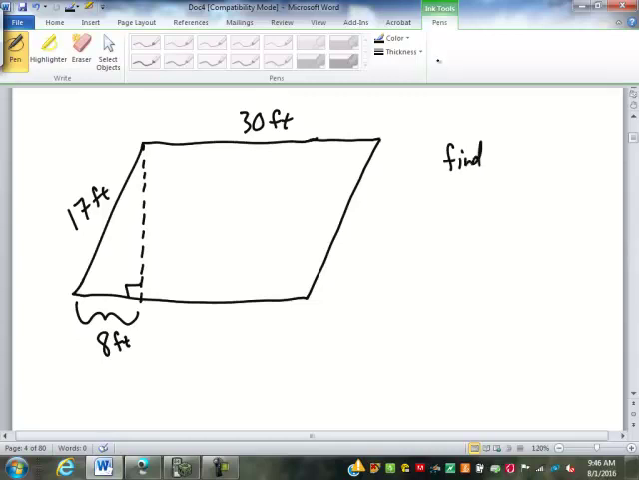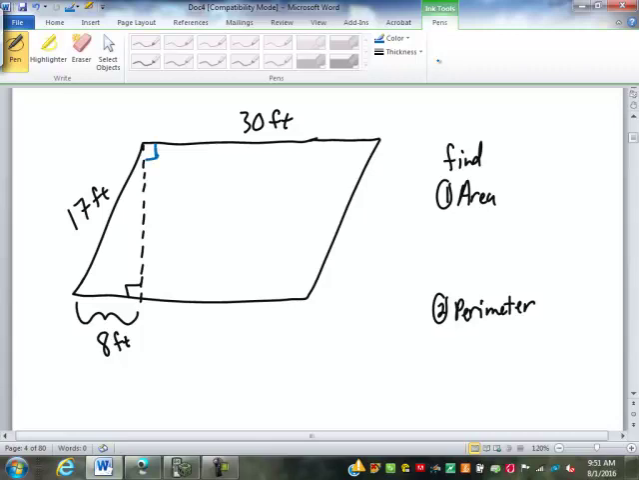For this one, I want you to find the area and the perimeter. So, finding the area. Can we do 30 times 17? Not for area. Remember, for area, we have to have two dimensions that are perpendicular.